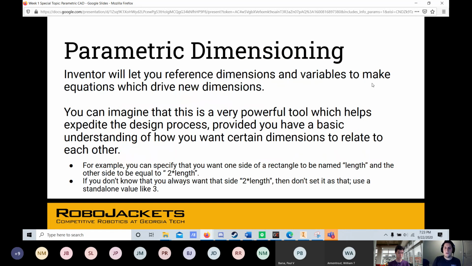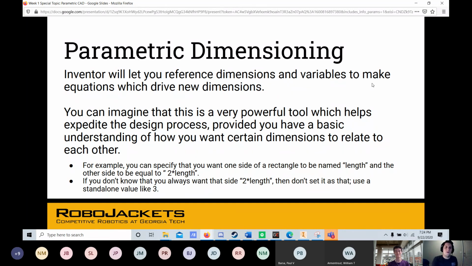Now, parametric dimensioning in Inventor lets you make reference dimensions and variables and call upon them to make equations that drive new dimensions. You can imagine this is a very powerful tool which will help you expedite the design process, provided that you have a basic understanding of how you want to constrain certain dimensions to relate to one another. For example, you can specify that you want one side of a rectangle to be named length and the other side to be equal to 2 times length. And when you change length, it'll change 2 times length as well, all right?